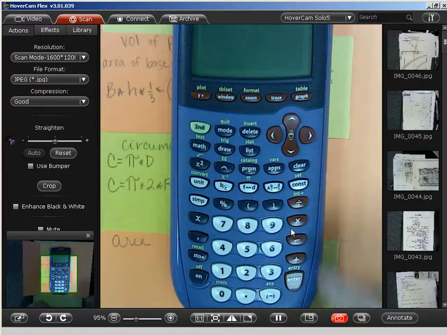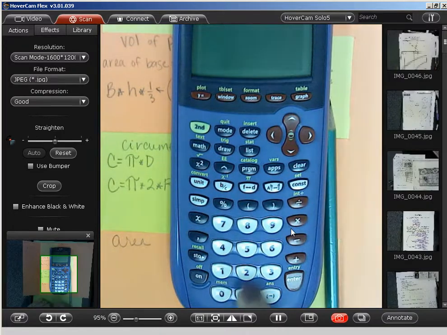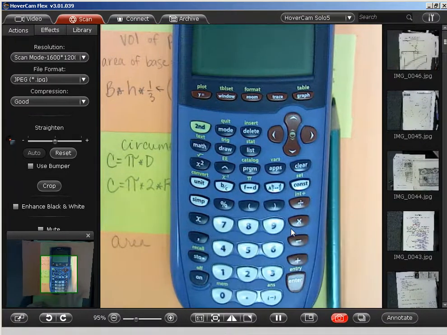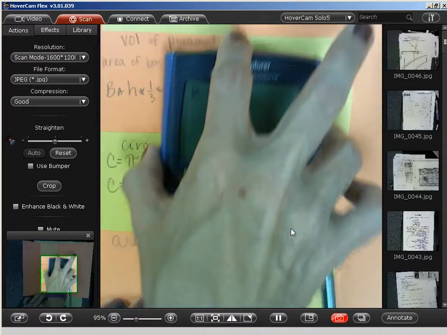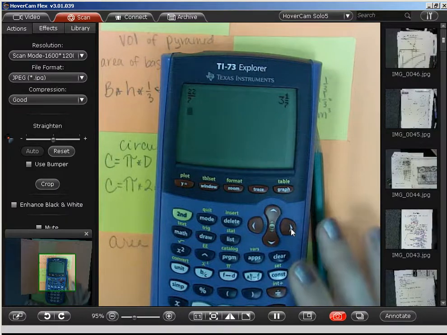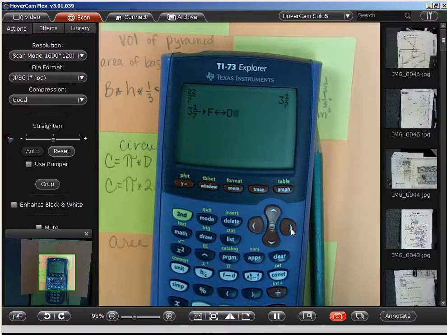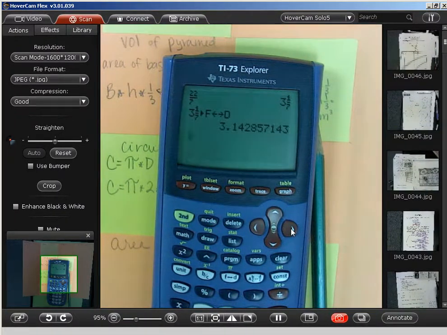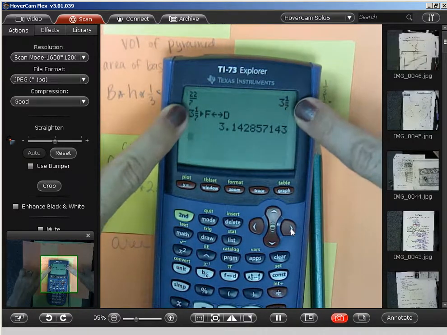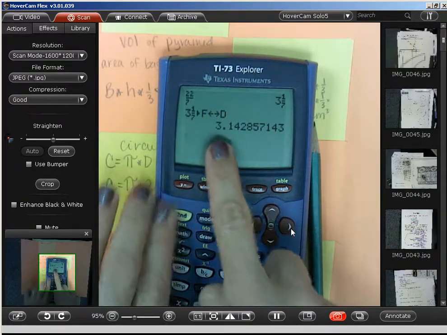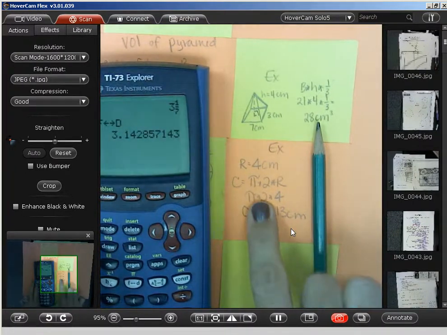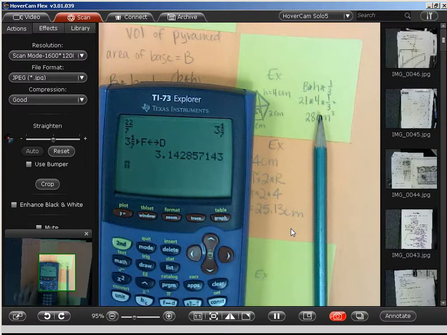Now, pi we know is 3.14, but sometimes you're going to be asked to use a fraction for pi, and I'm going to show you guys the fraction 22 over 7. 22 over 7 is actually the fraction equivalent of pi. So you guys can see that I took it and I turned it into a mixed number and then converted it to a decimal, and I'm given this.